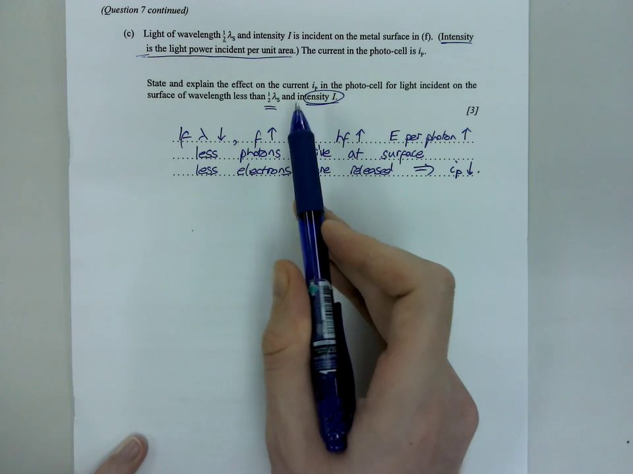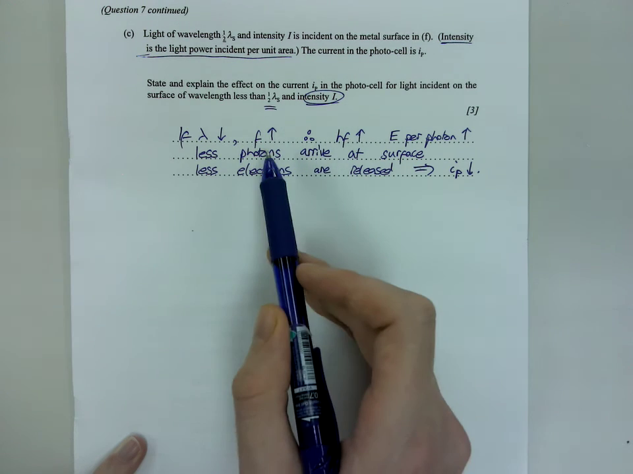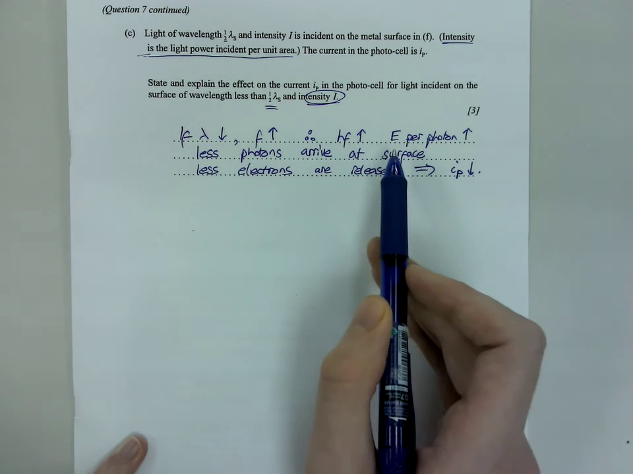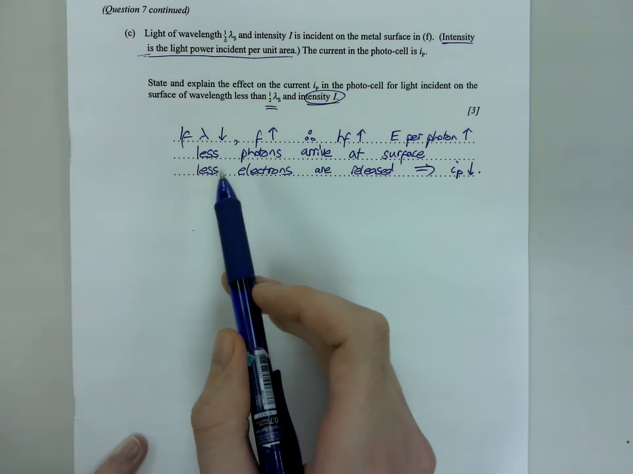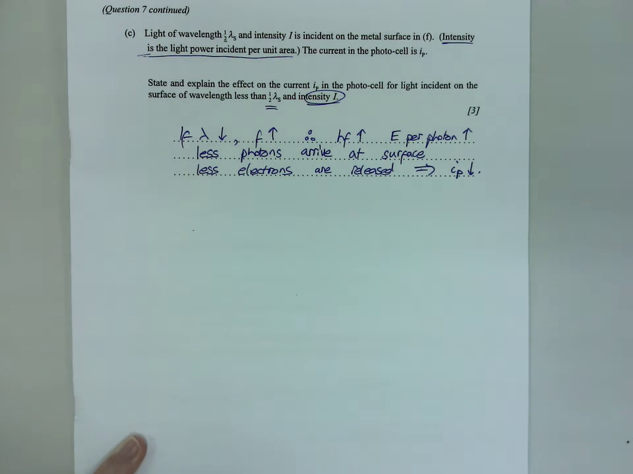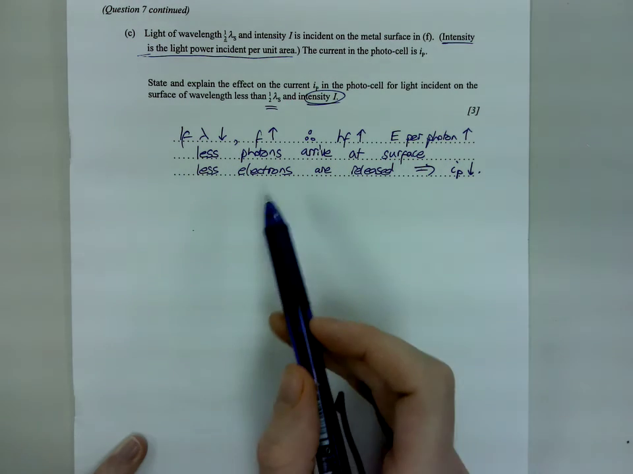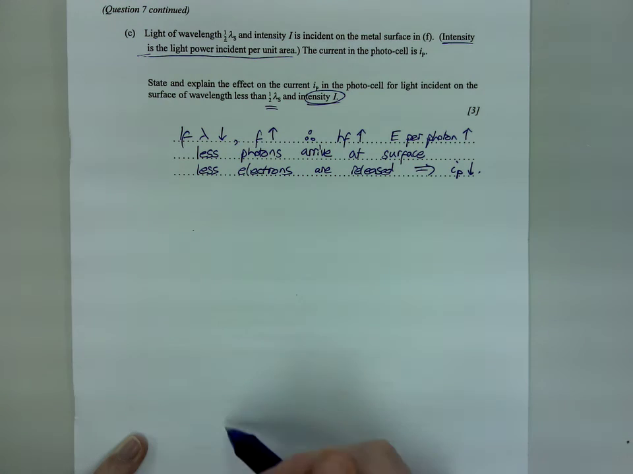Therefore, in order to keep the intensity the same, less photons need to arrive at the surface. If there are less photons arriving, that means less electrons will be released. If less electrons are released, the current will decrease.